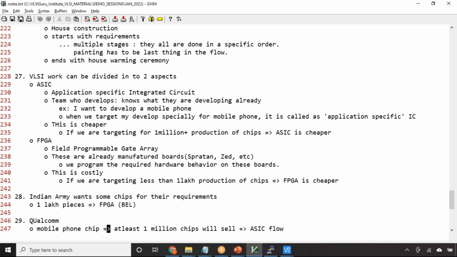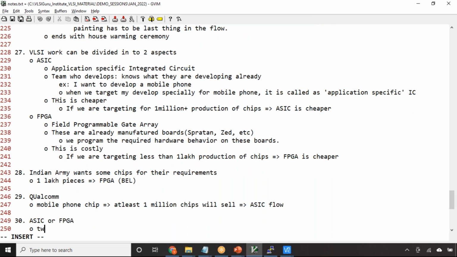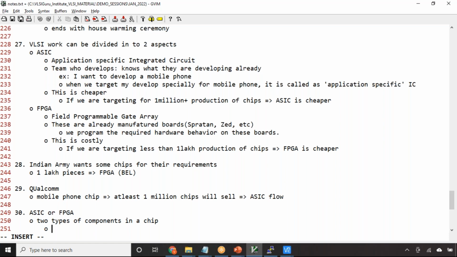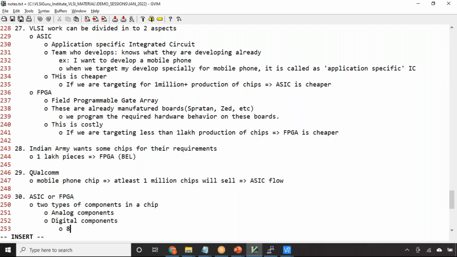Okay, now typically ASIC or FPGA, whatever be the case, there will be two kinds of elements, two types of components in any chip. What are the two types of components in any chip? Can someone tell me? Active and passive. Analog components, digital components. One type will be analog components, one will be digital components. Generally around 80% plus of the chip is digital. So that means around 20% is analog.